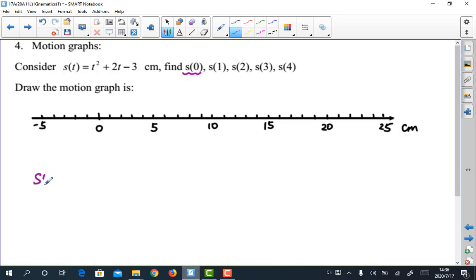So s of 0 means in this function, t equals 0. Let's substitute 0 in for t. So 0 squared plus 2 times 0 minus 3 should be negative 3 centimeters.